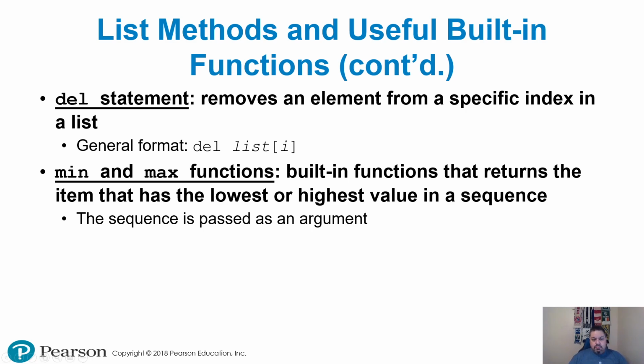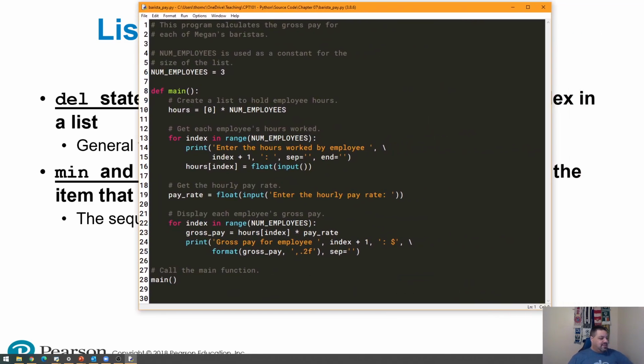Why don't I pull up a program here? We'll see. Go back to our coffee thing here. A whole bunch of things in this program going on. So this is in your book. It's somewhere in 7.3 or 7.4, I believe.